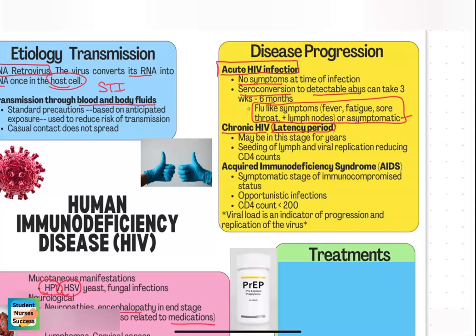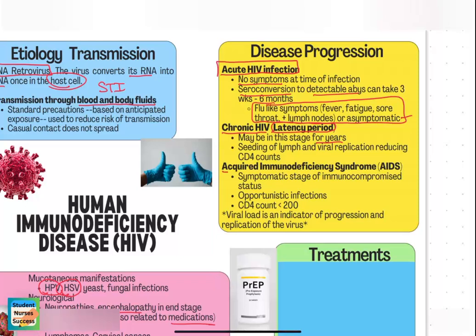This latency period can last for years. It can last a few months or it can last for years. During this latency period, we have seeding of the lymph and viral replication, and we just start to see this reduction in our CD4 counts over time. But individuals may not really have any symptoms during this latent period. However, if they do know that they're HIV positive, they can take medications to really slow down that viral replication and really spread this latency period out, really, I mean, 20, 30 years or more.